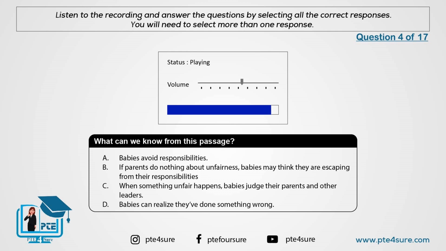Baillargeon says it seems babies are born with these expectations of what a leader is and how they should behave. The work is in the Proceedings of the National Academy of Sciences.